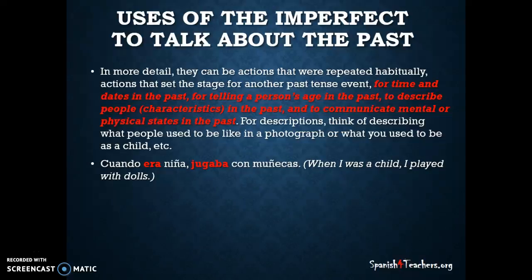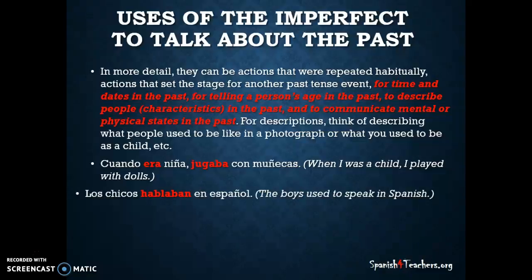Cuando era niña, jugaba con muñecas. You don't necessarily know the conjugations of these yet, but I'm just showing you. In red is going to be the imperfect tense, okay? When I was a child, I played with dolls. You're going to put these in the imperfect because you're telling a story. This is a habitual action. It's not something that was one and done. It's like you're telling a story.